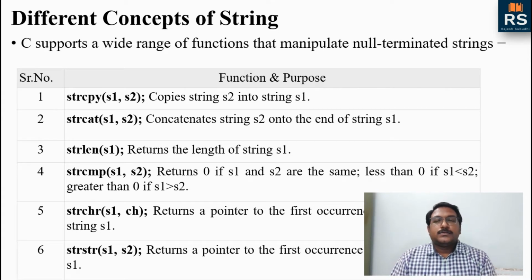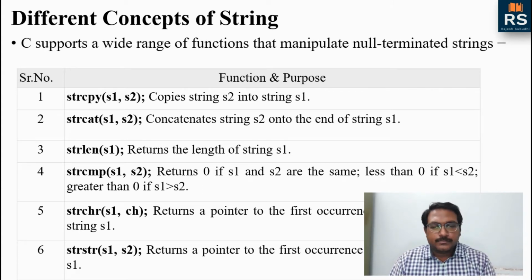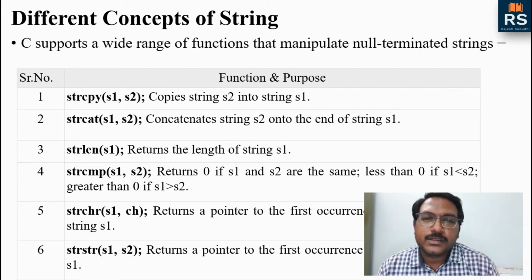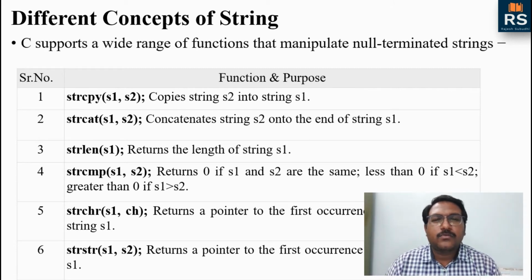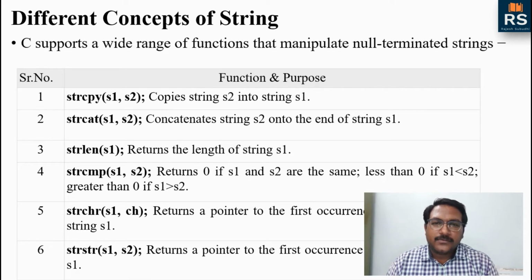So working on strings, if you do not use these library functions, will be a little bit difficult, because it's not an integer array, it's a character array. And working on characters is a little bit more difficult than working on integers or floats. So these are some examples of library functions which we have in C.